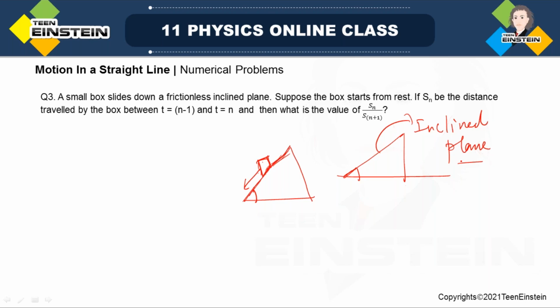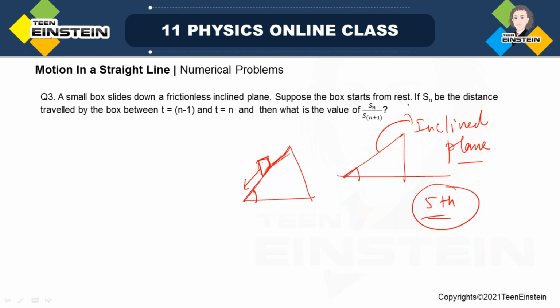Don't panic just by hearing inclined plane and all those things. We'll be learning this in our next, I think fifth, chapter. Don't worry, we'll teach you these concepts. For the time being, this is simply displacement. Nothing else you have to think.